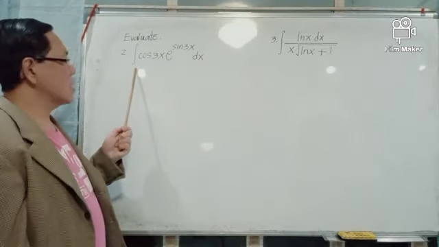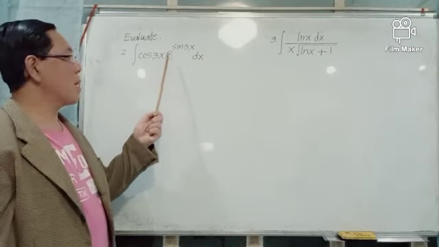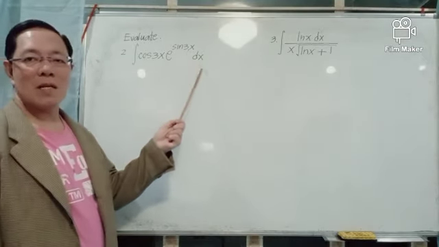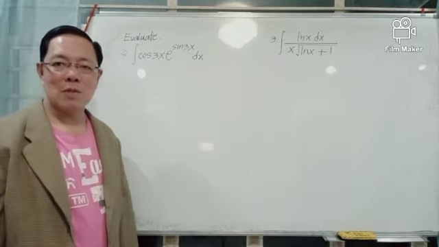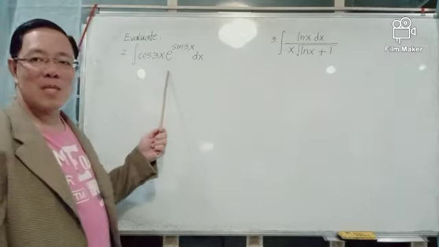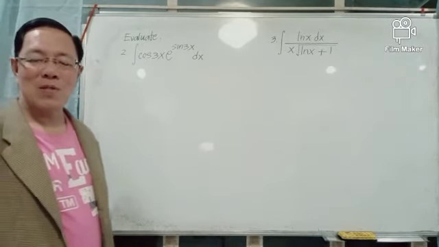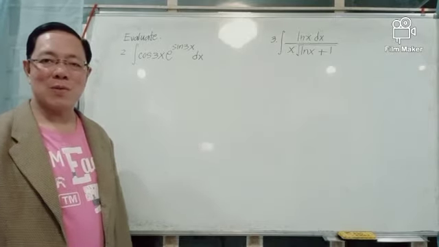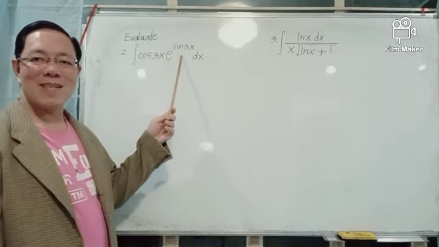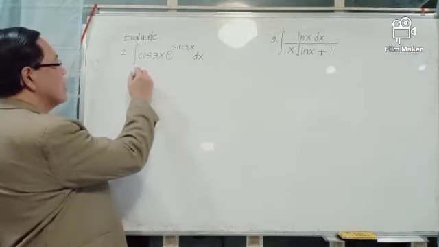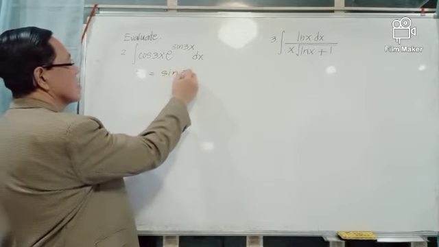Number 2, the integral of cosine 3x multiplied by e to the power sine 3x dx. Again, we will make use of a substitution to transform the given integral into an integral that can be integrated using one or more of the integration rules. I will let u be equal to sine 3x.